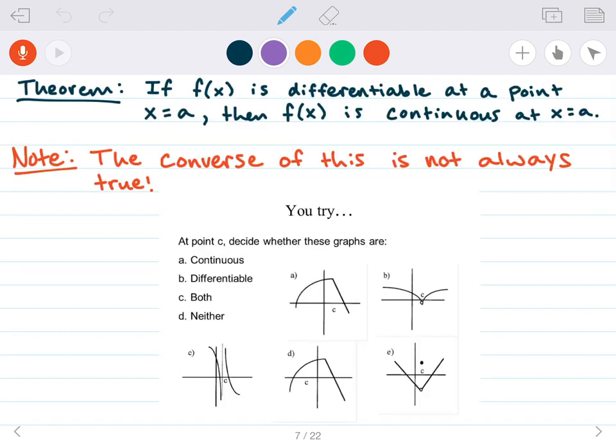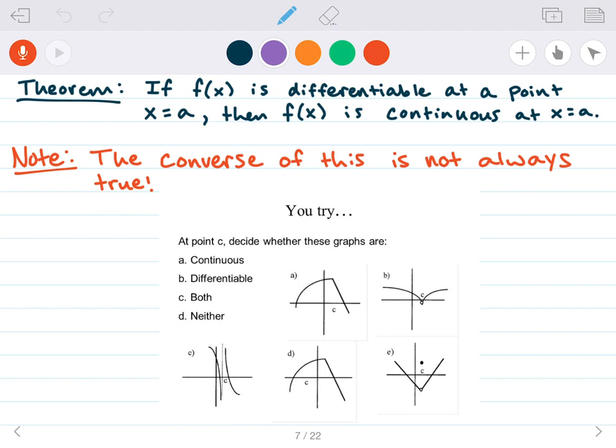All right, so there's a theorem from your book. It says if a function is differentiable at a point, then that function is continuous at the point, okay? So if it's differentiable, it's continuous, but not the other way around. So the converse is not always true. And what's the converse? If the function is continuous, then it's differentiable. That is not always true, and we're going to see that in this next exercise.